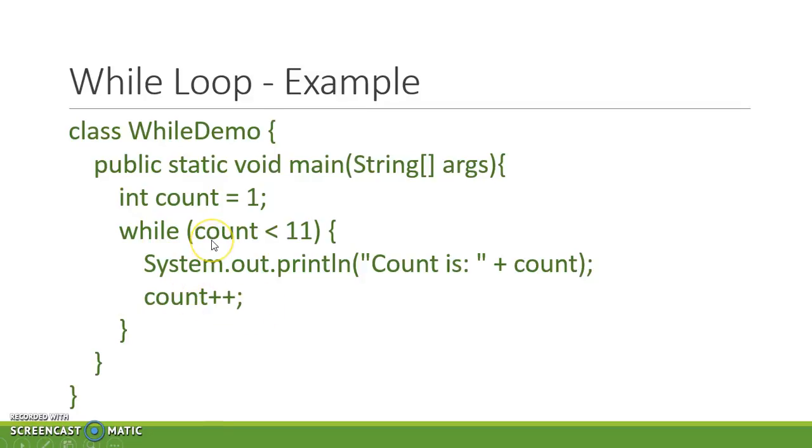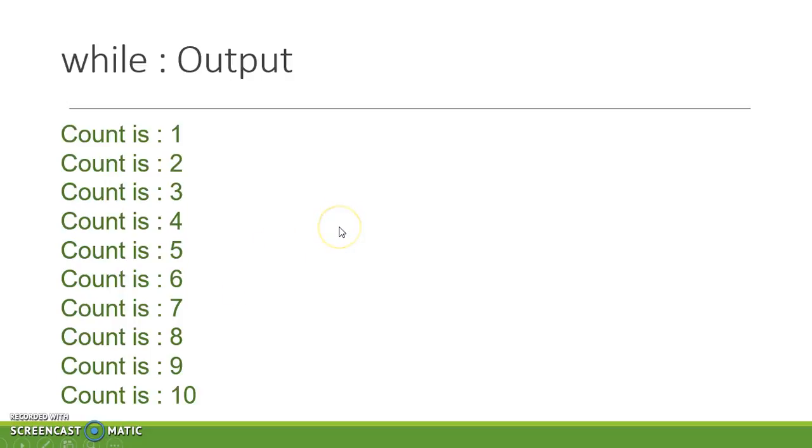So now it comes here to the expression where the count 2 is less than 11. So it gets inside the loop and the value of count is printed as 2. Now the count value gets incremented to 3. Again it comes to the expression, 3 is less than 11, so it prints the value and the loop gets executed until the value of count becomes 11. Once the value of count becomes 11, the condition 11 less than 11 turns to be false, so it comes out of the loop. So the expected output of this program is count is 1 to count is 10.